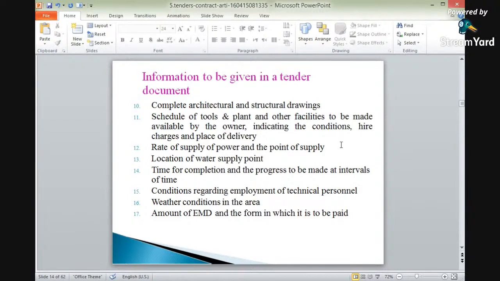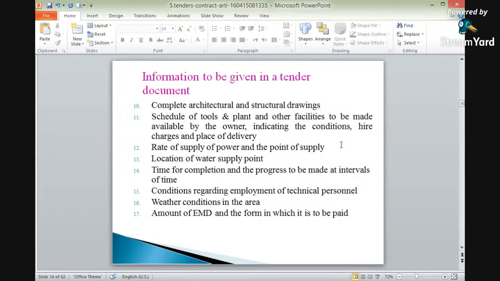The tender documents will have a complete drawing, complete architectural as well as structural drawing. So a complete drawing will be taken care of in this. Complete architectural and structural drawing is to be taken in the tender documents.